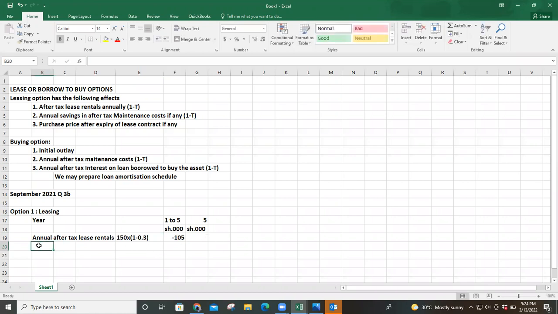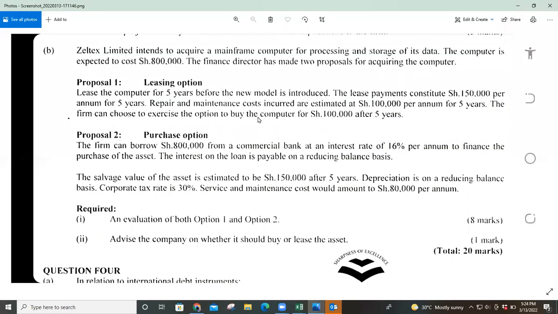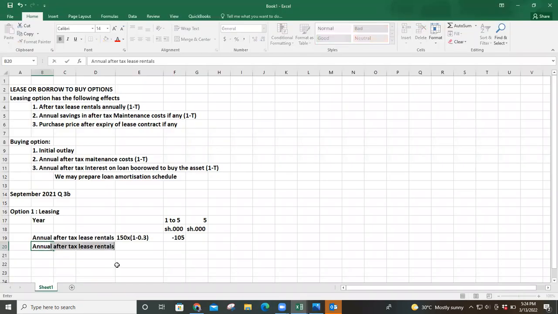Then after using it for 5 years, we have the maintenance costs of 100,000 for 5 years. You can also include that. Annual after tax maintenance costs: it was 100,000 times 1 minus 0.3. That is negative 70.